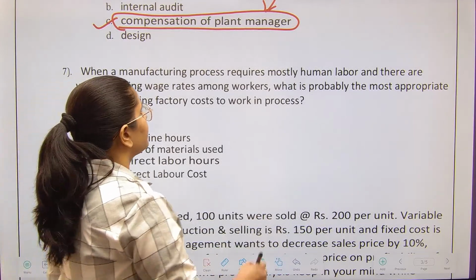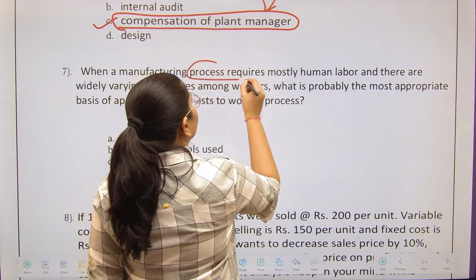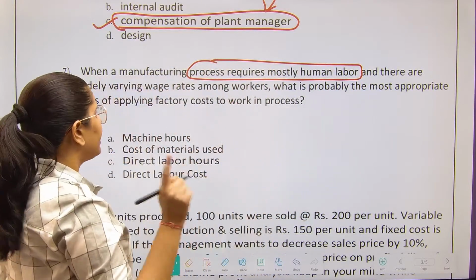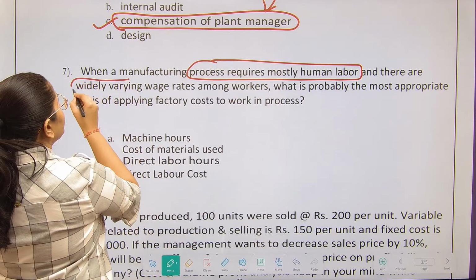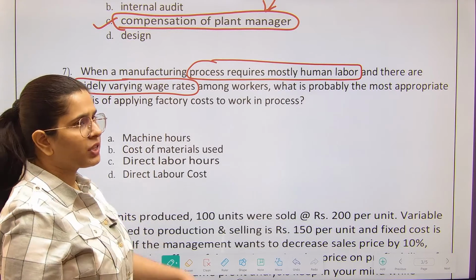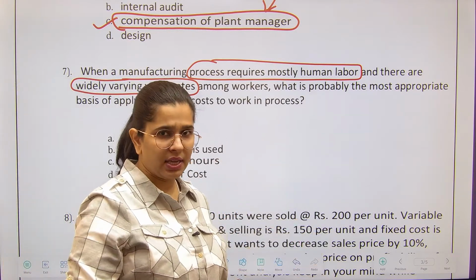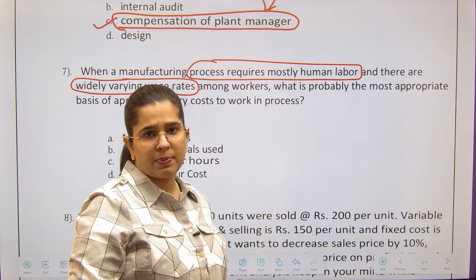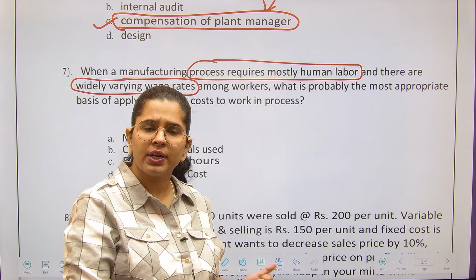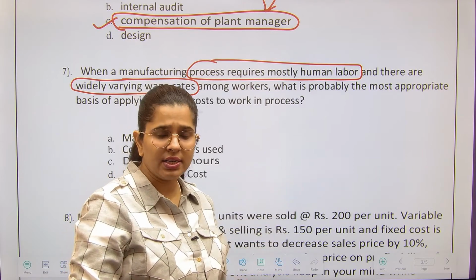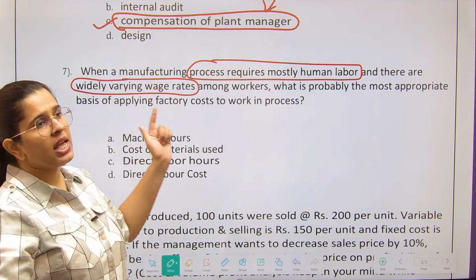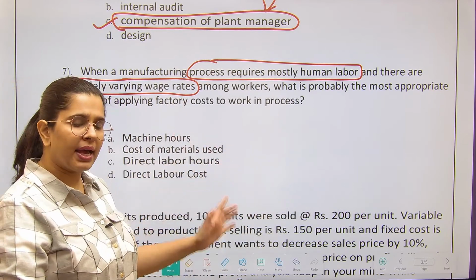What they are saying is, your process is such that it depends on the labor. Next thing, wage rate is varying among them. Means you can have type A worker, type B worker, type C. Someone is taking 100 rupees per hour, someone is taking 50 rupees per hour, and the other person is taking 20 rupees per hour. Correct? So wage rate is varying. So which of the following options should I use to allocate my overheads?